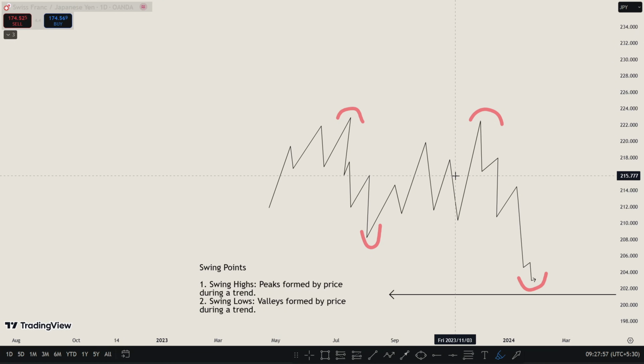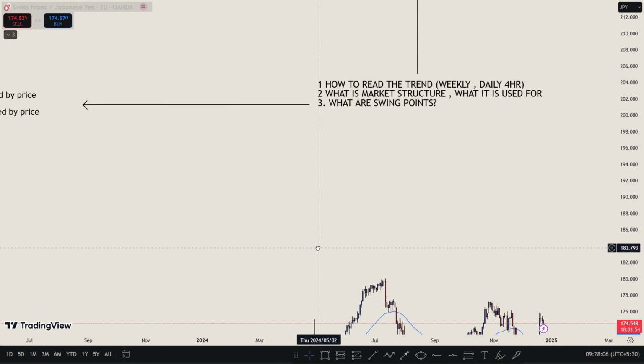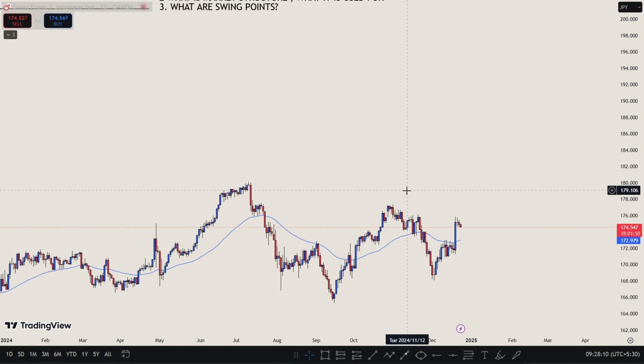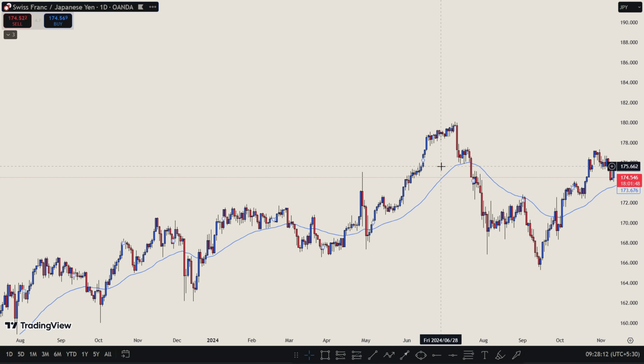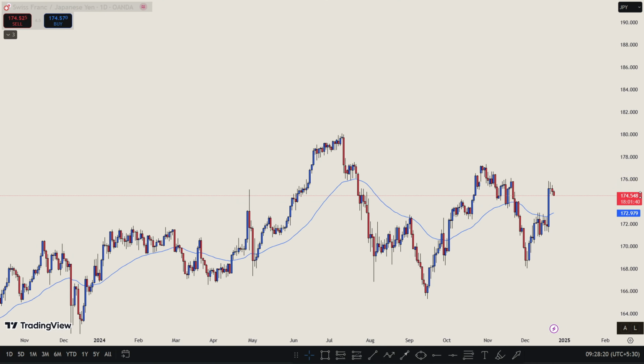Now I will show you all this in a chart, so it will help you understand better. First we will start with how to identify trend. You can identify trend in weekly, daily, and 4 hour. I will teach you in daily only, because whatever the candles are here, you can jump onto the lower time frame and calculate it there.